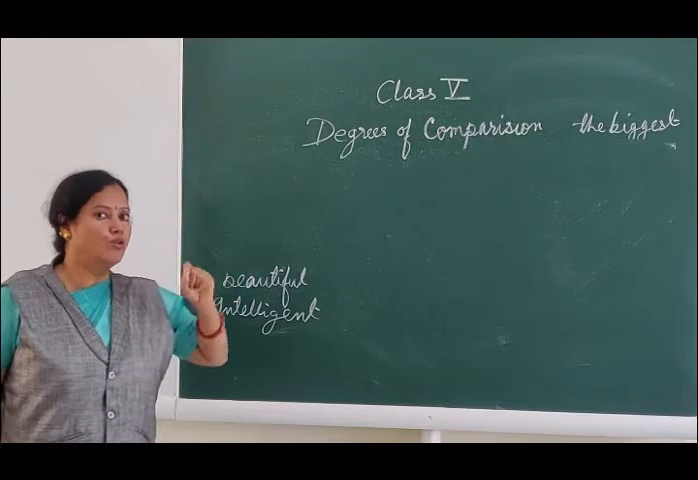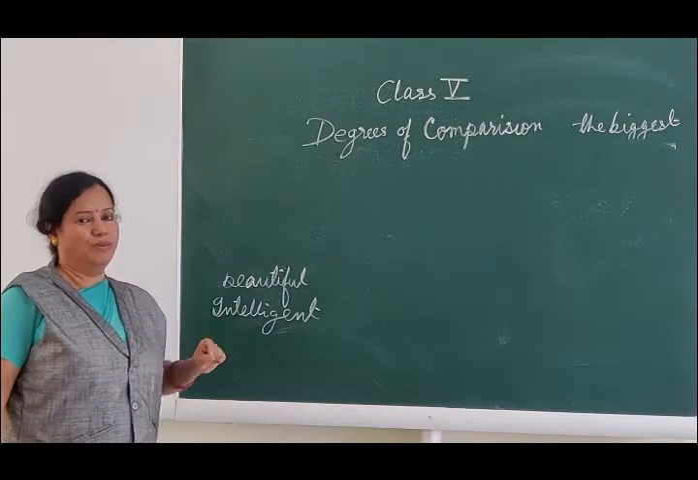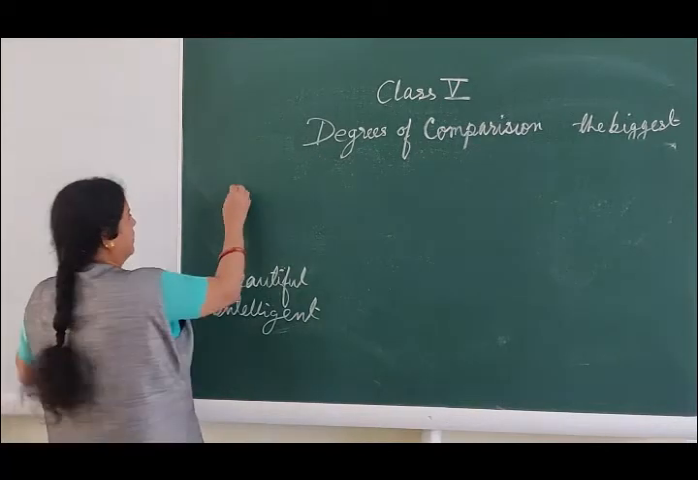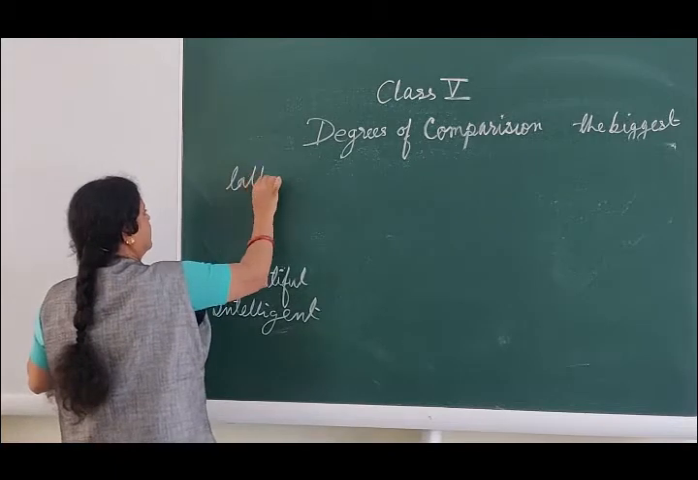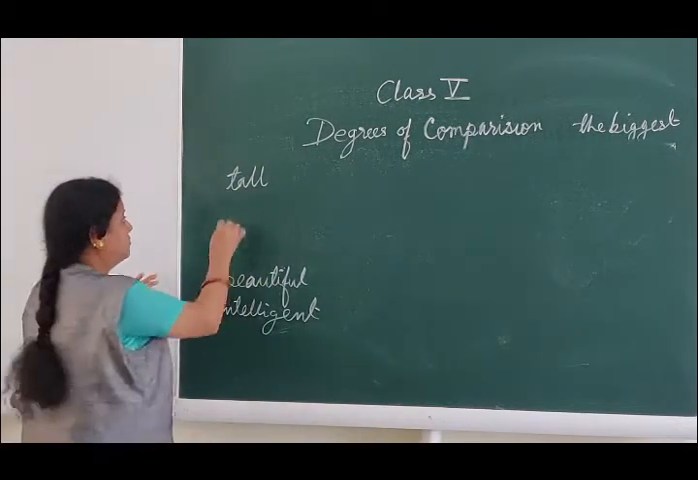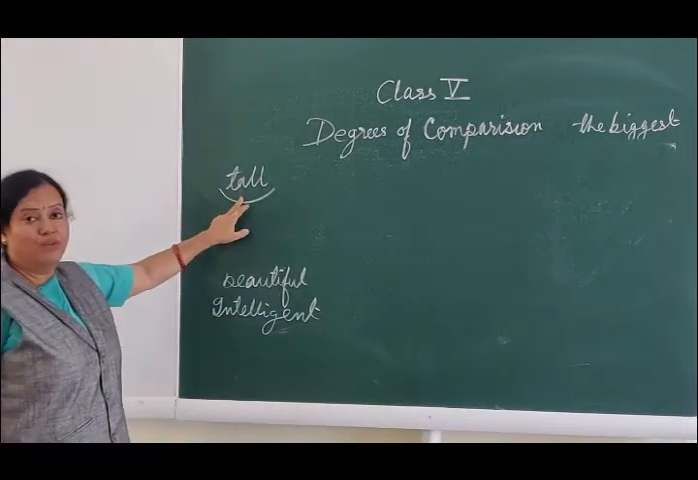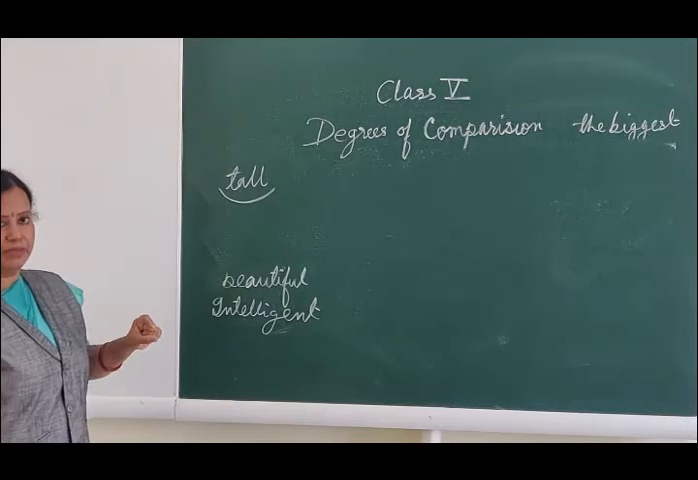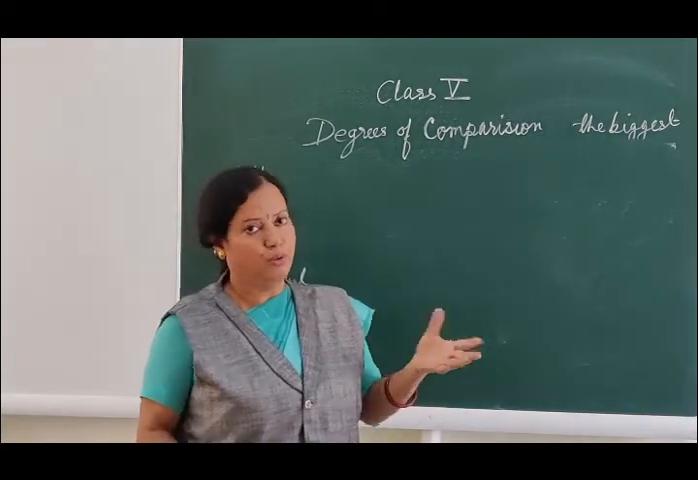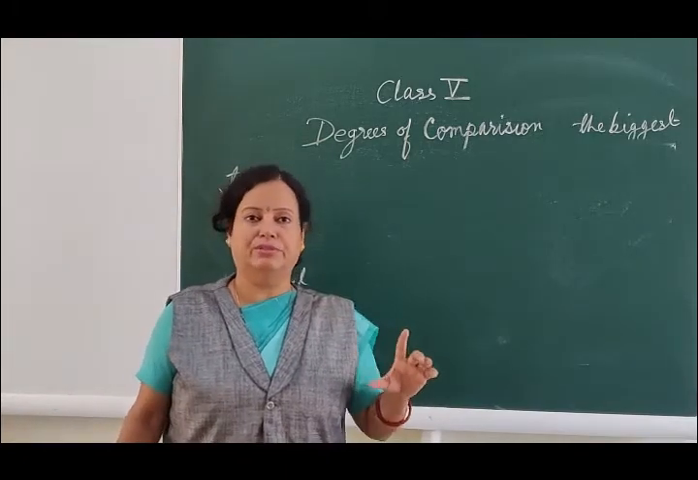There is one small comma mark just above the word. That is the syllable mark. As I wrote in the beginning, tall. This word has one syllable, one vowel sound. One vowel sound, one syllable. We can say this is a monosyllable, a one-syllable word.